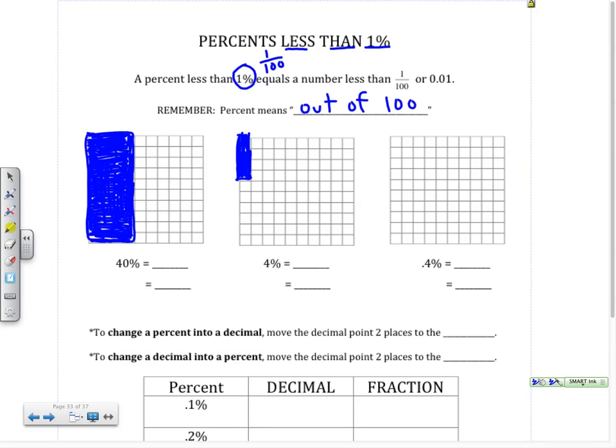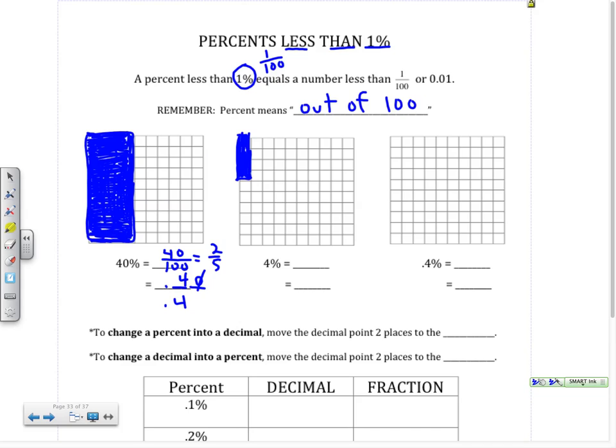Let's look at our three models. These are a couple things we already know. This first model models 40%. It means we shaded in 40 out of 100 units on this 100 unit grid. If I wanted to write that as a decimal, 40 hundredths would look like this, 40 ending in the hundredths place. I can get rid of that if I want, and it's 4/10. As a fraction in simplest form, it's 2/5. So all these numbers are represented by this first model.